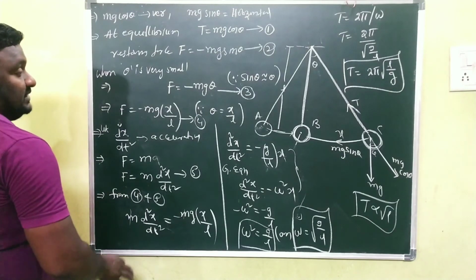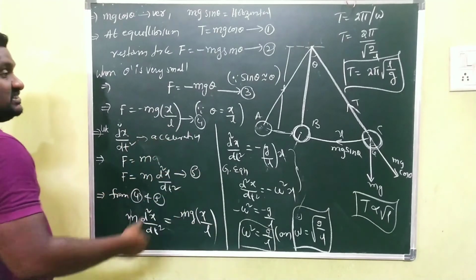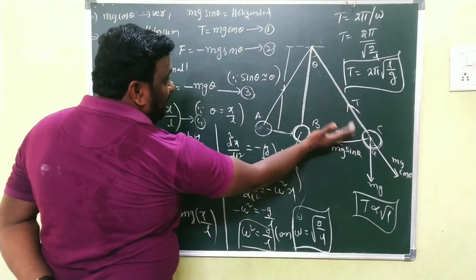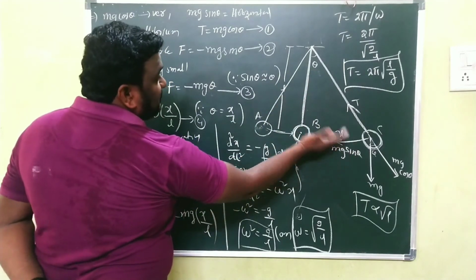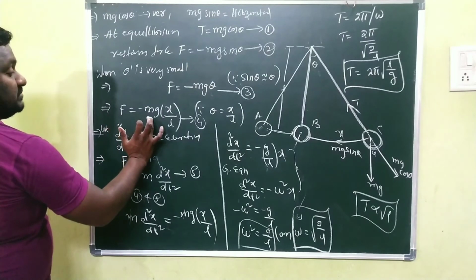So after that, what is the theta value? X by L. I already told you that theta is the angle, which is equal to arc by radius. Here the arc is x and the radius is L. That's why F is equal to minus mg into x by L.